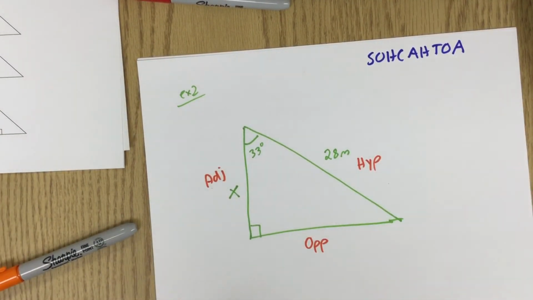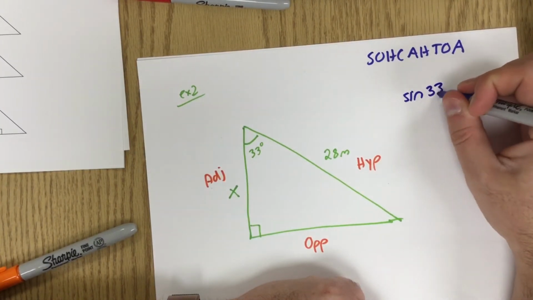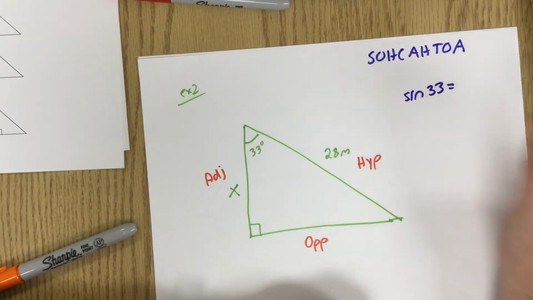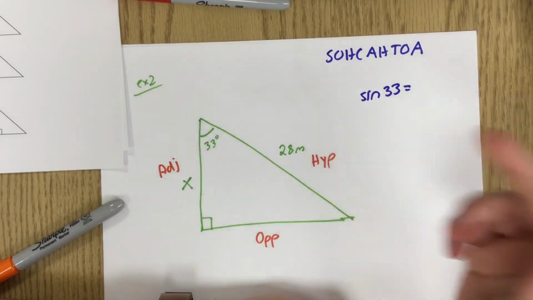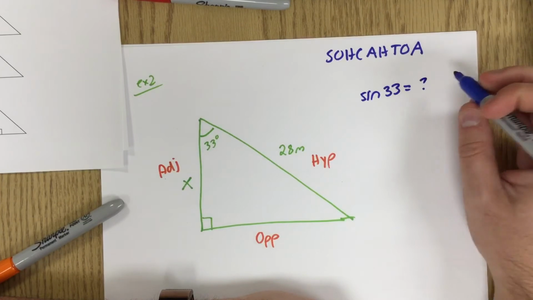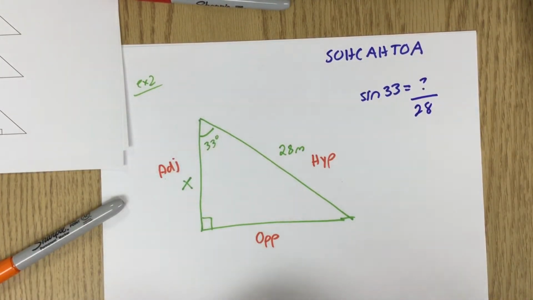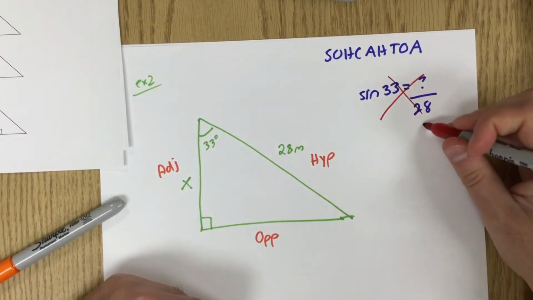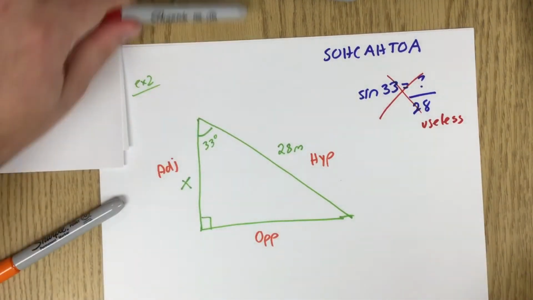Okay, so the sine of 33 is opposite over hypotenuse. We don't actually know the opposite though, so it's who knows over the hypotenuse. In this case, the sine ratio was not really useful. That was useless. So now we move on.